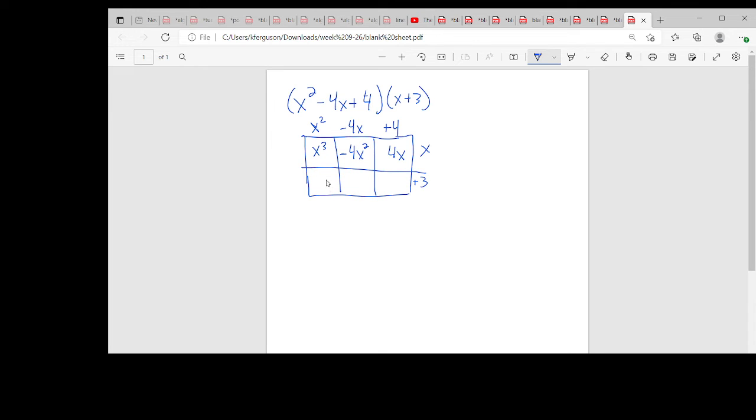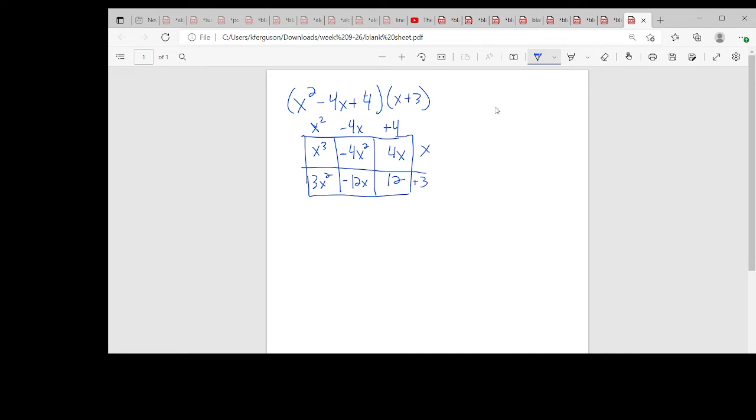Okay. No, I said I'm more comfortable with the box. I didn't say you got to. So next, I got x squared times 3, so that's 3x squared. And then I've got negative 4x times 3, that's negative 12x. And then I've got 4 times 3, that's 12. So what's going to happen next is I need to combine my like terms and write them all out.